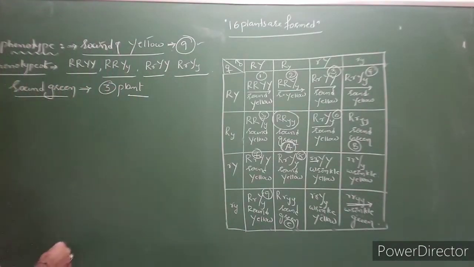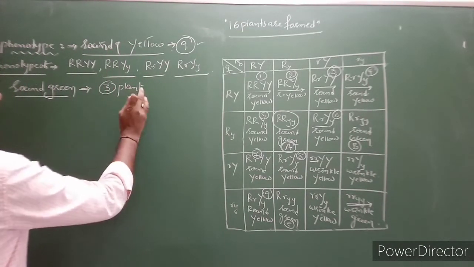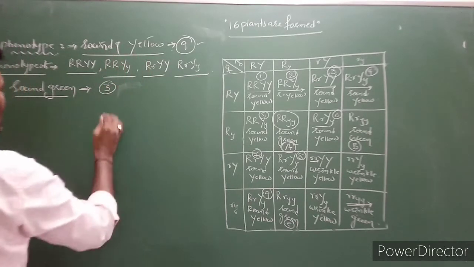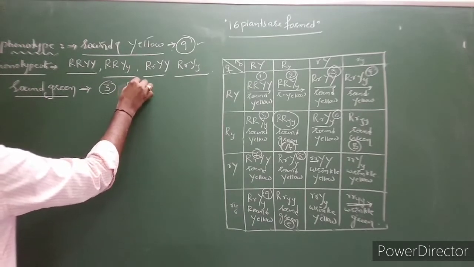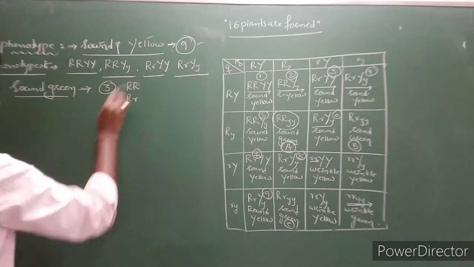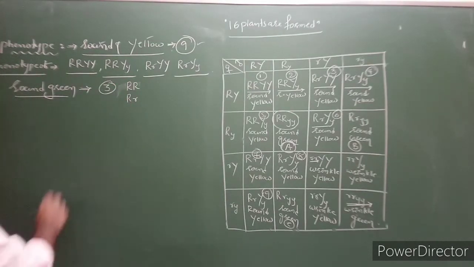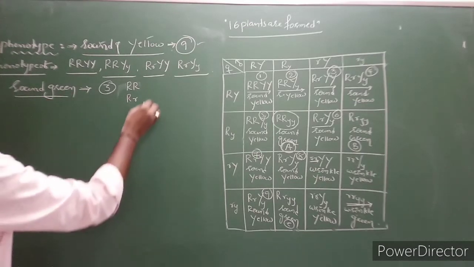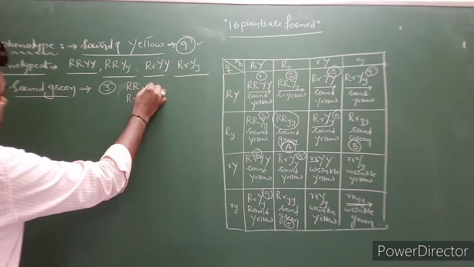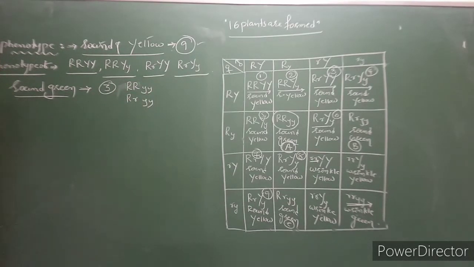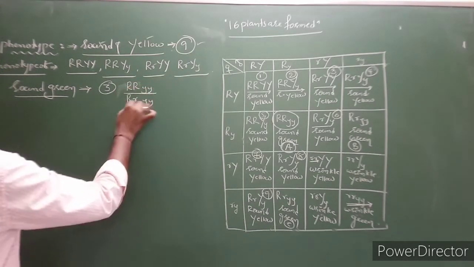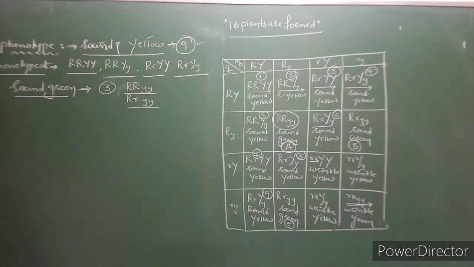Then round and green alleles. A round means capital R, capital R, or capital R, small r. That will give a round. For green character, it should be what? A recessive. Small y, and small y, small y. Okay. Only these are the possibilities. So this should be a round and a green. Okay. That's the third character.